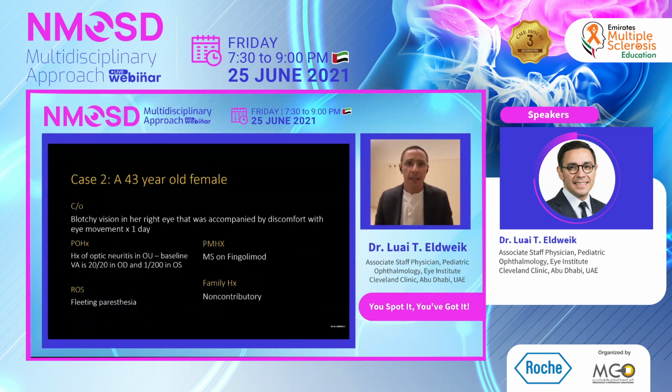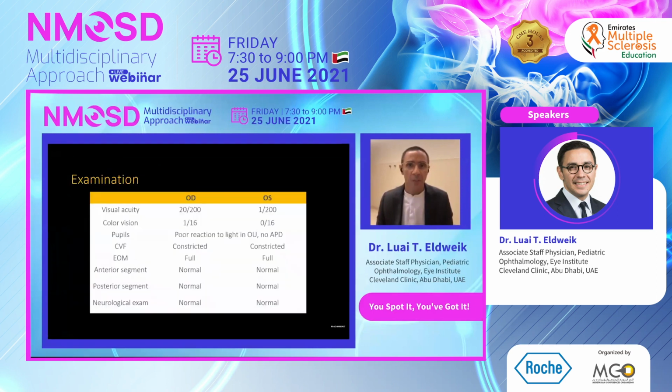Second case, a 43-year-old female coming with decreased vision in her right eye. She has a history of optic neuritis in both eyes before. However, her baseline in the right eye on a prior exam was 20/20. So she's coming with vision loss in her good eye. She has a history of MS on treatment, and she's complaining of some fleeting paresthesia. This is very important.